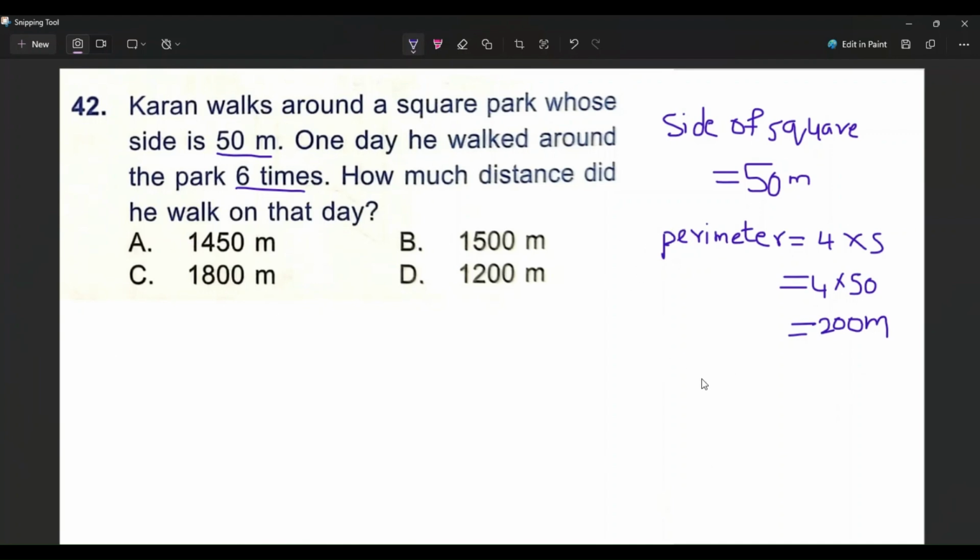Now in one day he walked 6 times, which is equal to 6 into 200. So 6 twos are 12, 6 into 0 is 0, 6 into 0 is 0. So our answer is 1200 meters. Option A 1450 meters wrong. Option B 1500 meters wrong. Option C 1800 meters wrong. Option D 1200 meters is the right answer, children.